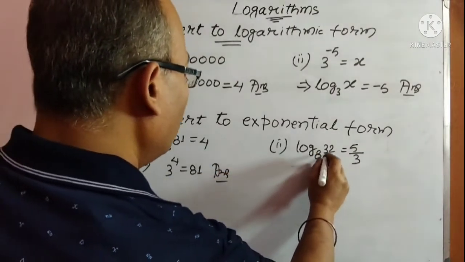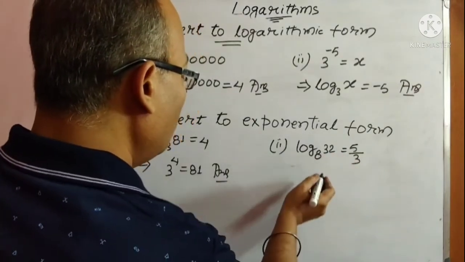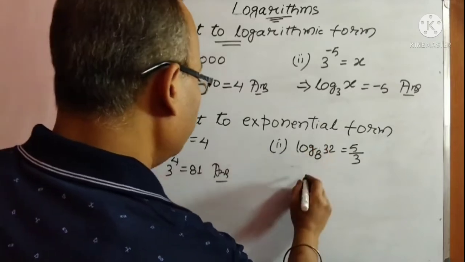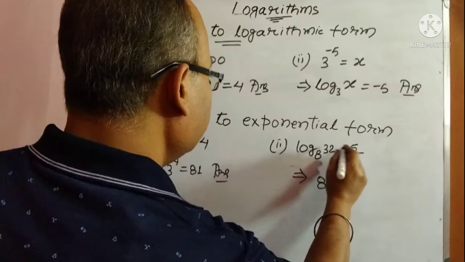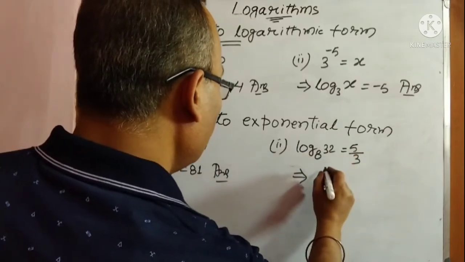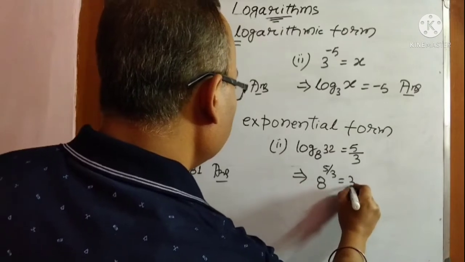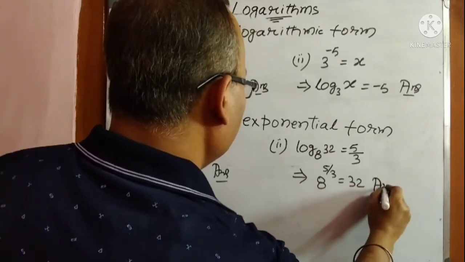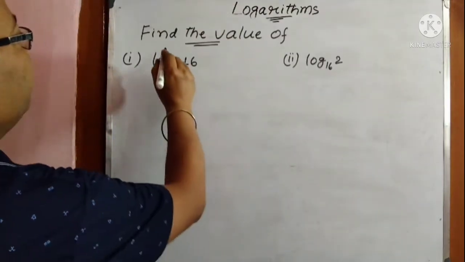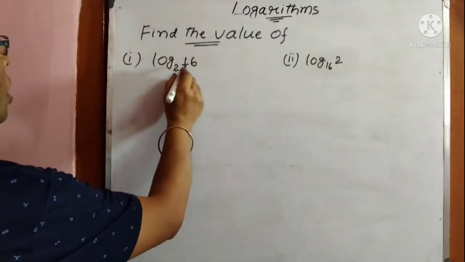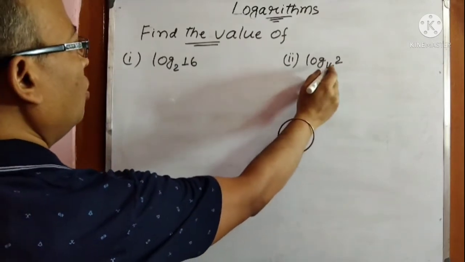Now, again log of 32 to the base 8 is equal to 5 by 3. So, how? This 8 will shift up. Okay. And this will interchange its position. So, it will be 8 to the power 5 by 3 is equal to 32.